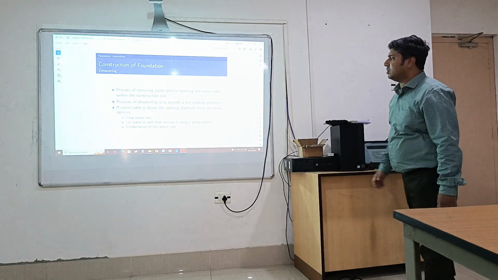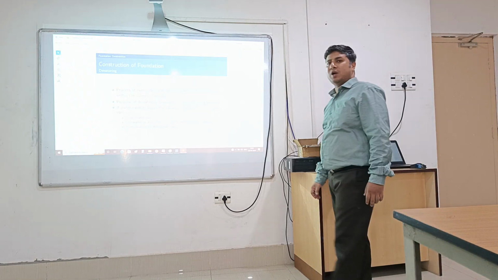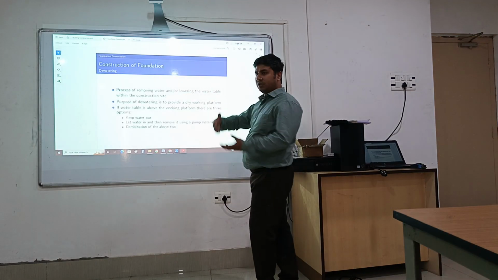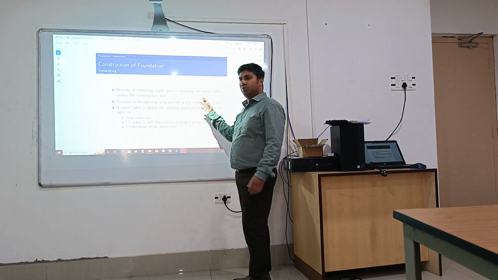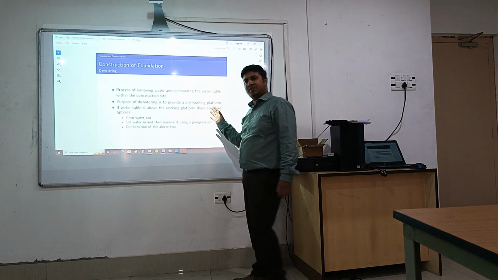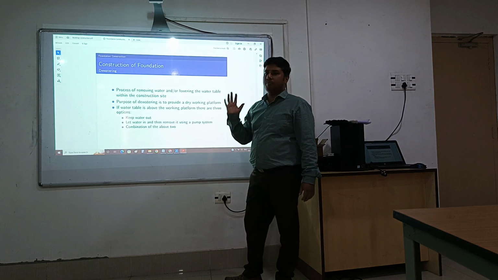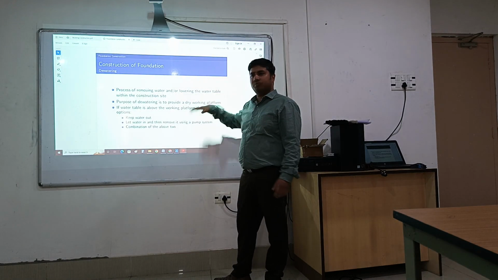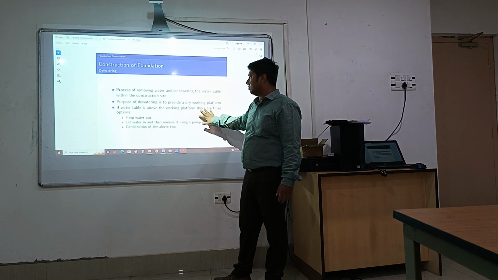Next is dewatering. Dewatering is required where the water table is at a much higher level. So to take out the water, you have to do the dewatering. Dewatering can simply be done by using a simple sump pump, to make the place drier so that the workers can work.